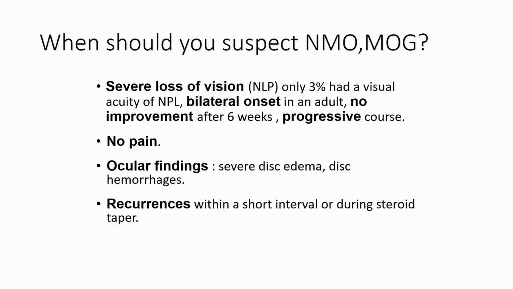So when should you suspect atypical optic neuritis or NMO or MOG? If you have severe loss of vision, almost 90% of patients of the optic neuritis treatment trial had vision between 20/20 to 20/200. So if you have NLP vision, if you have bilateral disease, if the patient does not improve after 6 weeks, not that you would wait that long before you start treatment, and if they have a progressive course, the lack of pain, and if you see atypical findings in the fundus, such as severe disc edema or hemorrhages. The other thing is recurrence. Let's say you give the patient steroids and then they relapse immediately once you stop the steroid. These are all signs of an atypical type of optic neuritis.